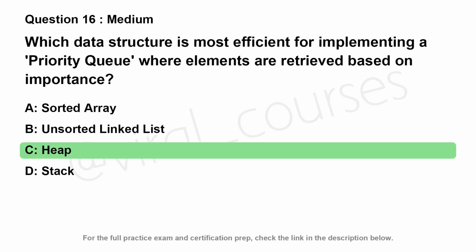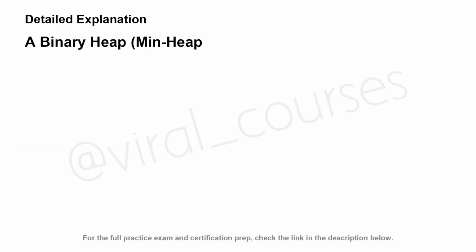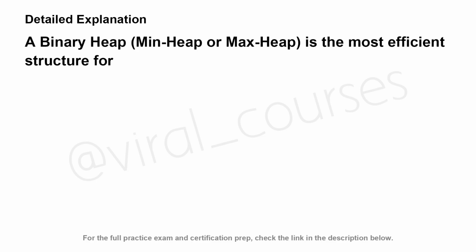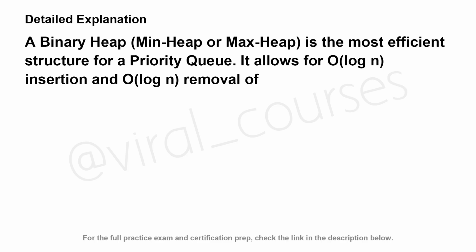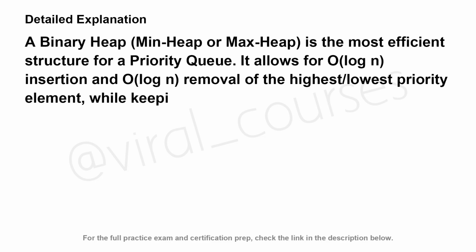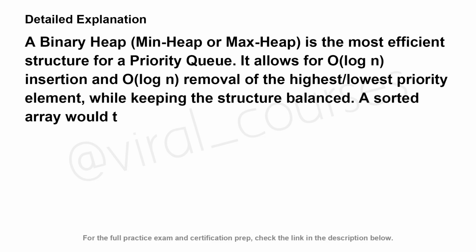The correct answer is C. A binary heap, min heap or max heap, is the most efficient structure for a priority queue. It allows for O(log n) insertion and O(log n) removal of the highest priority element, while keeping the structure balanced. A sorted array would take O(n) for insertion.